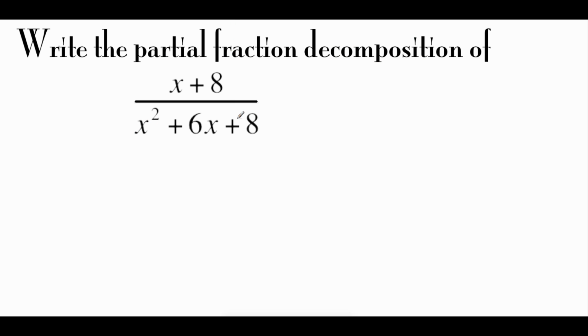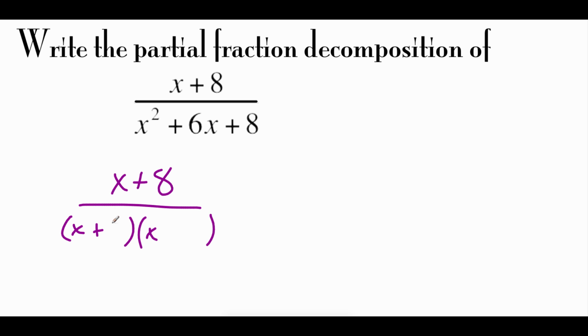Looking at our next example, we've got x plus 8 over x squared plus 6x plus 8. Just like we did on the last one, the first thing I'm going to do with this is factor out the denominator. So we've got an x squared, so we're going to need an x and another x. We need to multiply to 8, but add up to 6. I'm thinking plus 2 and plus 4.